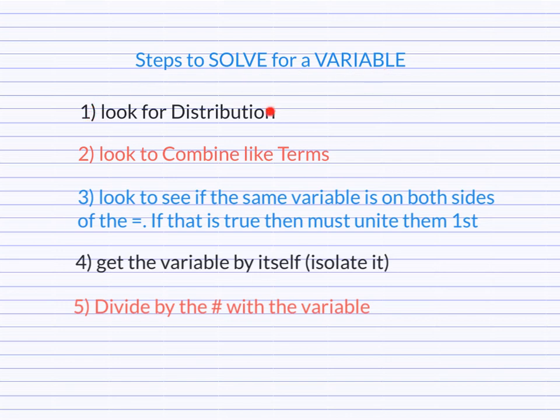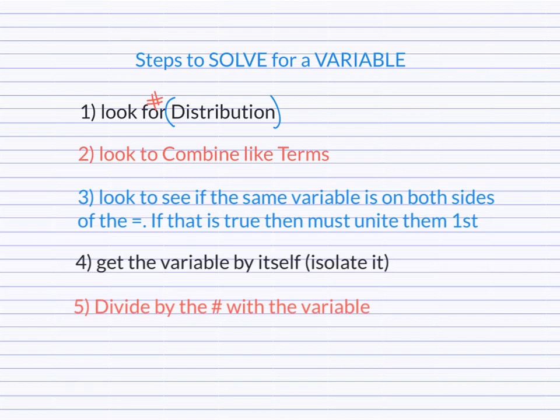So first thing you need to look for is distribution. Remember, the dead giveaway sometimes for distribution is if you see parentheses with some sort of number out in front of it. It's our indicator that it's going to be a distribution situation. When we distribute, we take that number on the outside and multiply it to everything on the inside of the parentheses. Once we've dealt with distribution, if we have it, then we look to see if we need to combine any like terms.